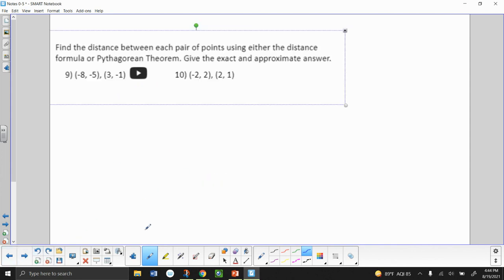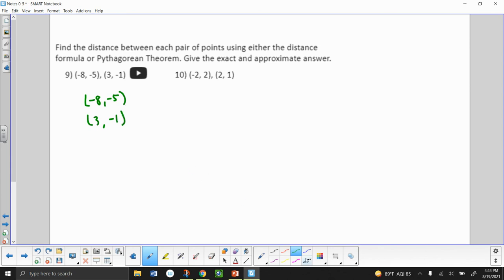All right, last example here. Find the distance between each pair of points using distance formula or Pythagorean theorem. So I'm just going to show using Pythagorean theorem basically stack and count. So I'm going to take my points and I'm going to stack them. I'm going to count the distance between the two. Or we can think -8 plus what would get me 3? Well, that's going to be 11. And then -5 plus what would give me -1? That's going to be 4. So the distance between -8 and 3 is 11. The distance between -5 and -1 is 4.